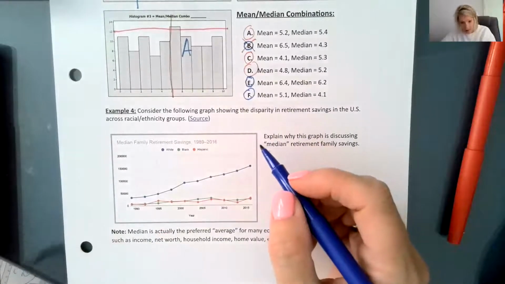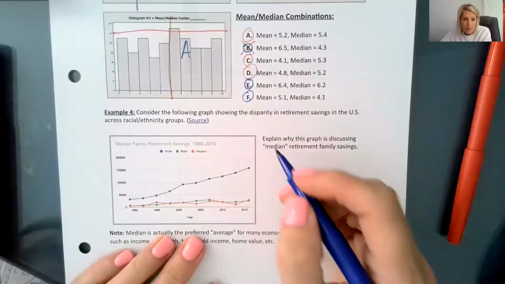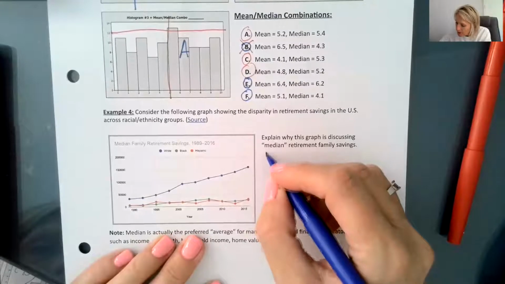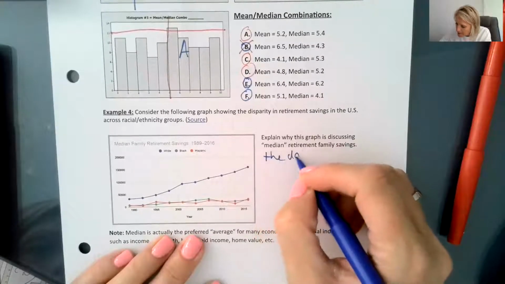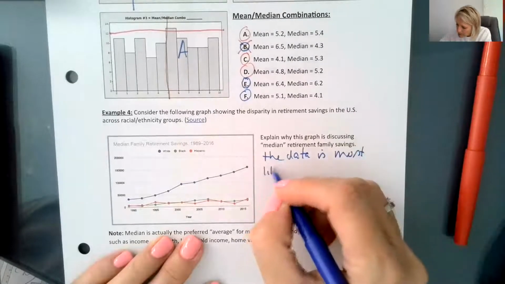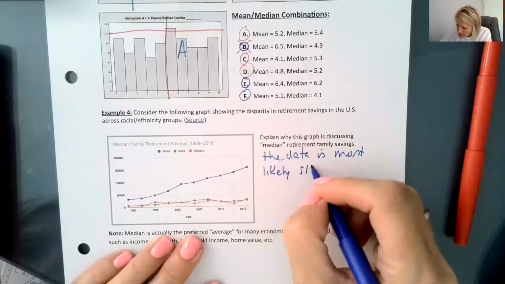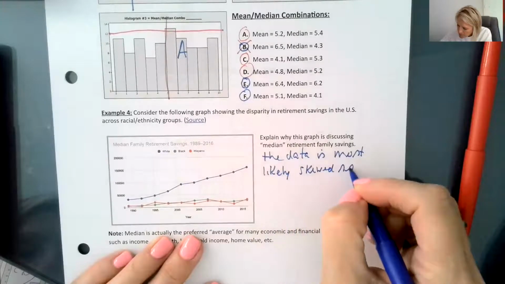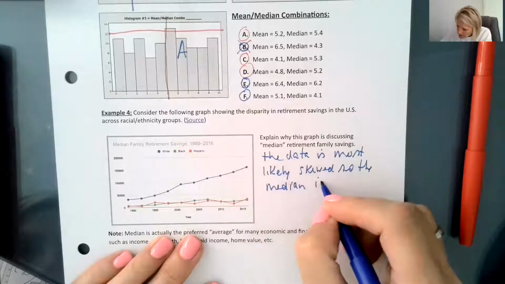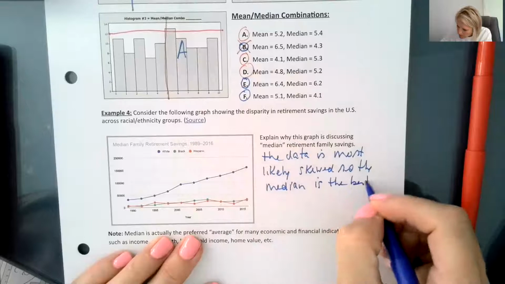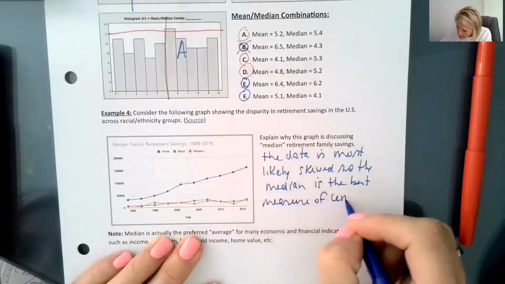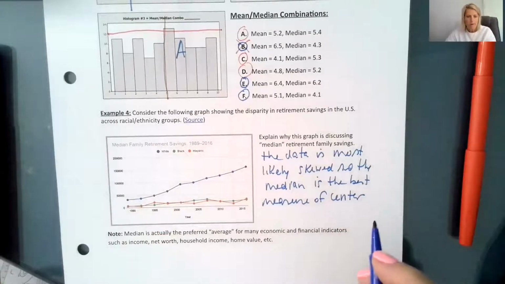Why is it discussing median? Well, because the mean is probably a skewed value. So the data is most likely skewed. So the median is the best measure of center. That's why they showed that. Okay.